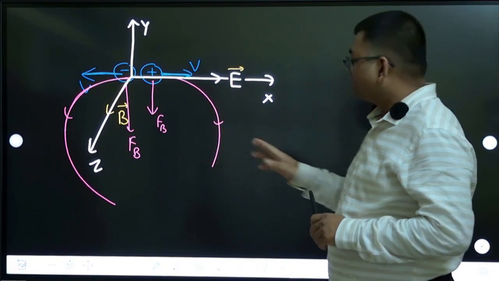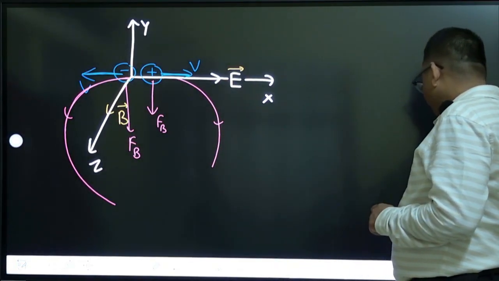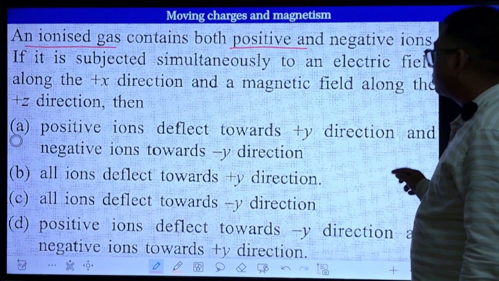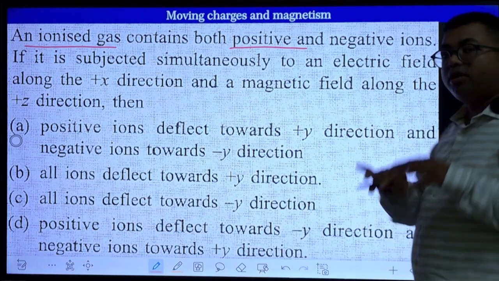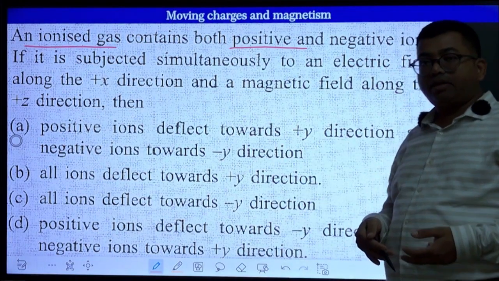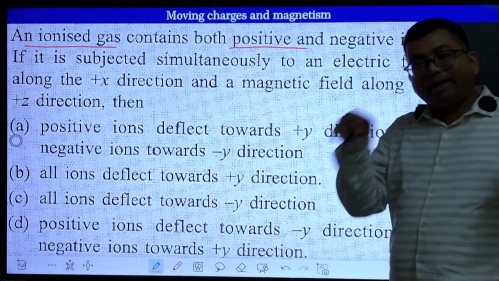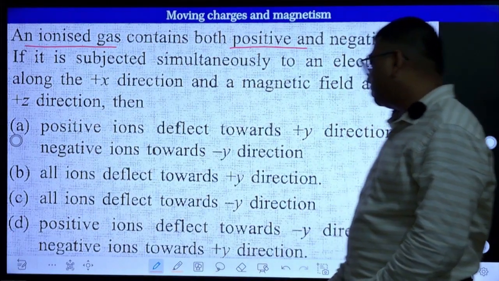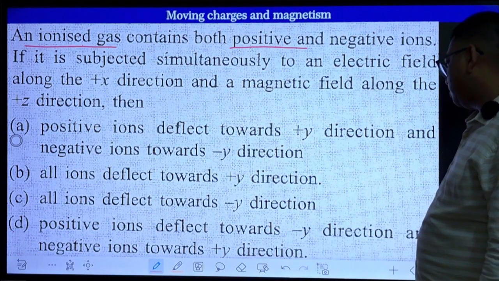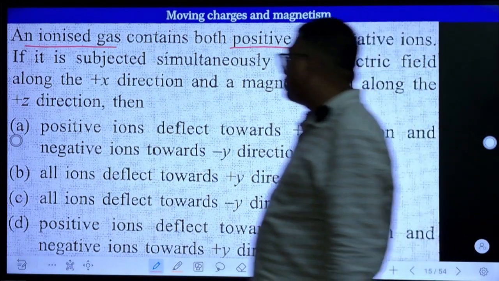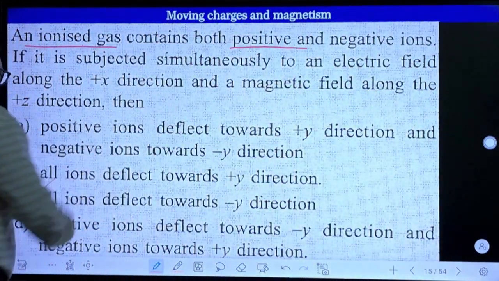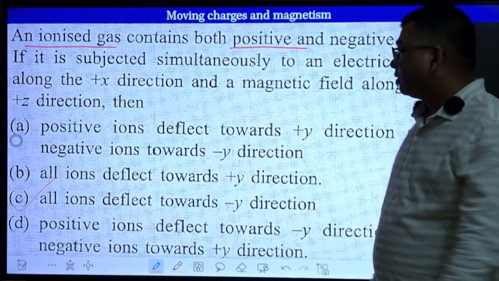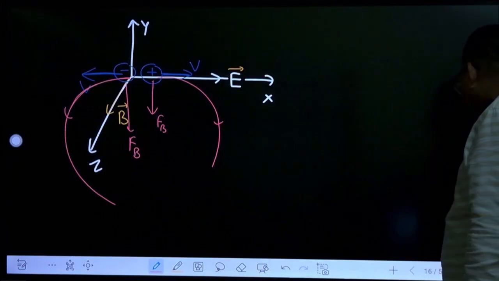Now let us try to choose options. Both the positive ion and the negative ion are deflecting towards negative y; they are bending towards negative y. So all ions deflect, and we can go with option C. And option D, you see, positive ion deflect toward, no. So we can go with option C. All the ions are deflecting towards the negative y direction. Clear? Right? Let us move next.